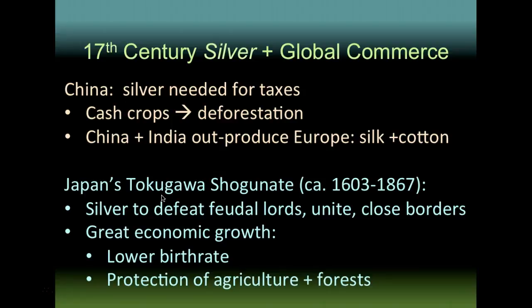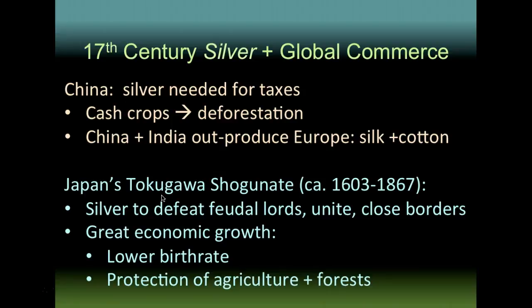But the Japanese have great economic growth, and that's for a lot of reasons. One, they have a lower birth rate. They prevent people from having more than one or two kids in a few ways. Some of the ways are better than others. They create birth control, and they promote infanticide, where they kill babies, and they get married at older ages.